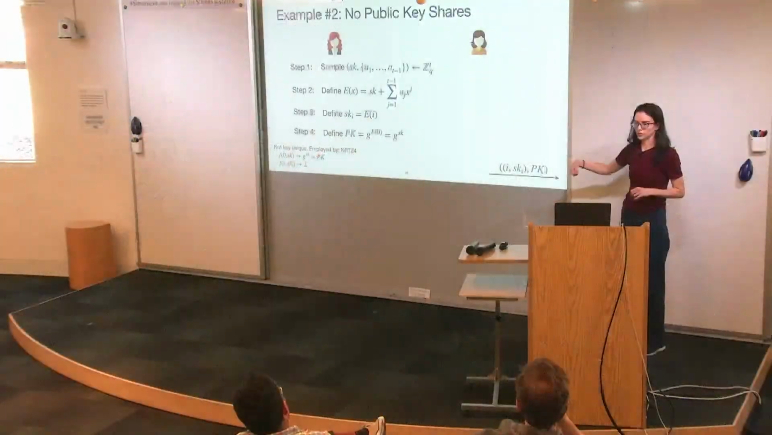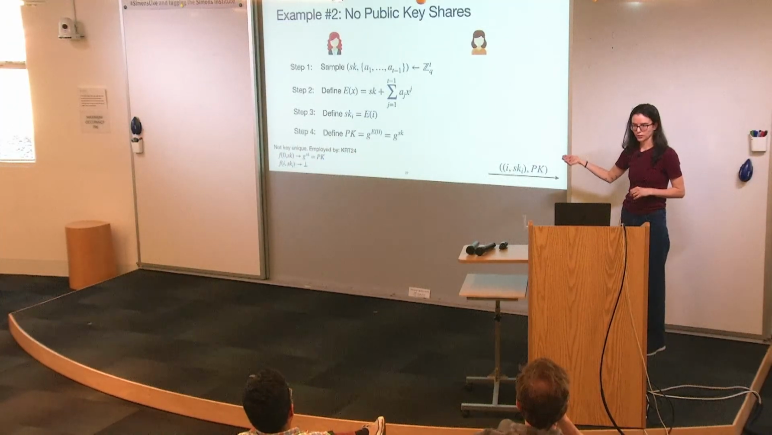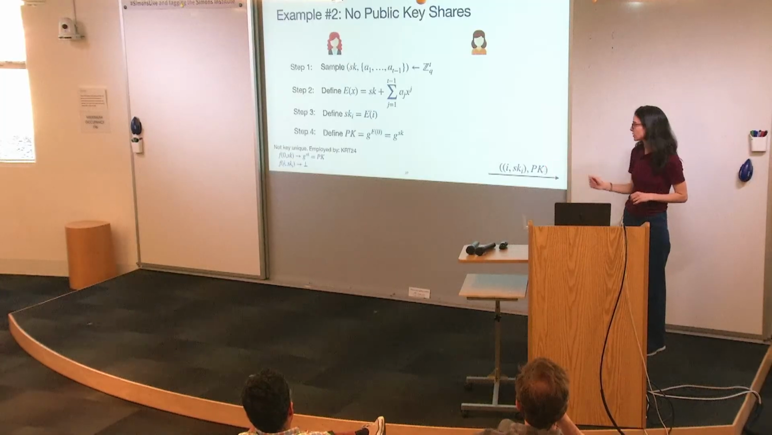But the reason why I want to show this example is that this was employed by an adaptively secure scheme quite recently. They proved adaptive security of both Schnorr signatures and Lattice signatures. And it's quite cheap, right? You just don't output the public key shares, and then you can prove adaptive security. So this would be considered a non-Q-unique scheme.